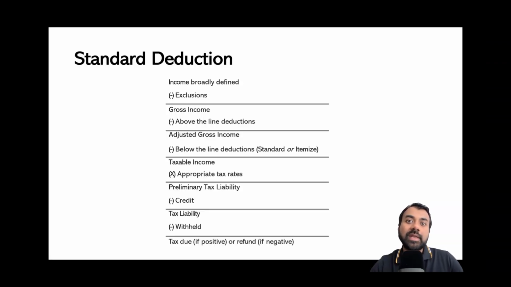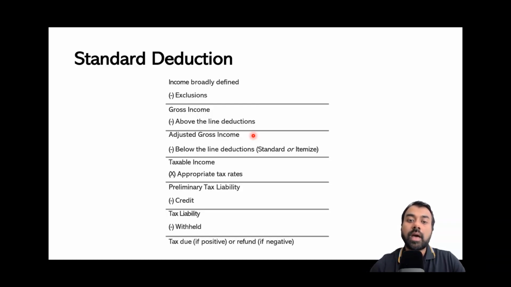So let's begin by looking at our federal income tax formula. Our first step is to think about our income broadly defined. From there, we think about are there any exclusions? And if we can exclude certain sources of income, then we just exclude them to come to our gross income. Once we are at our gross income, from there we can deduct certain expenses, such as if we are contributing to an individual retirement account. So once we have taken our above the line deductions, we arrive at adjusted gross income, which is an extremely important concept in our federal income tax calculation.